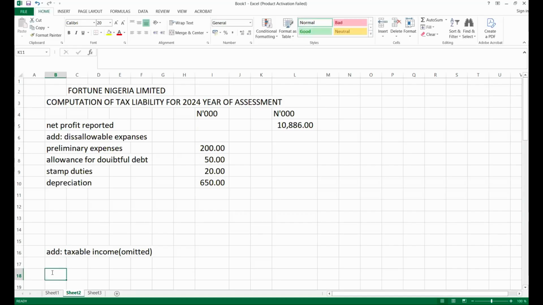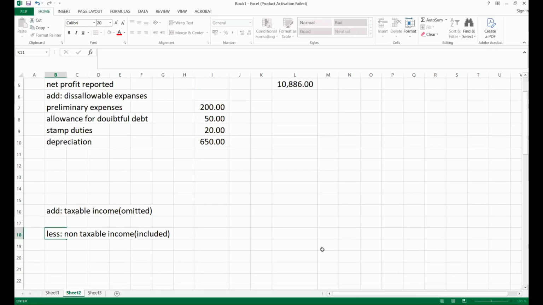Then after this taxable income omitted, you less what? Non-taxable income that is included. Look at that word: taxable income included. Please, where that amount has not been included as part of the net profit, you are not going to treat it. Take note of that. So non-taxable income, it has been included. That is profit on disposal of asset, 850. So we have it at profit on disposal of assets, 850.